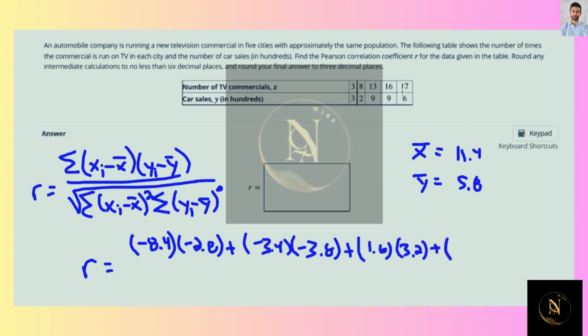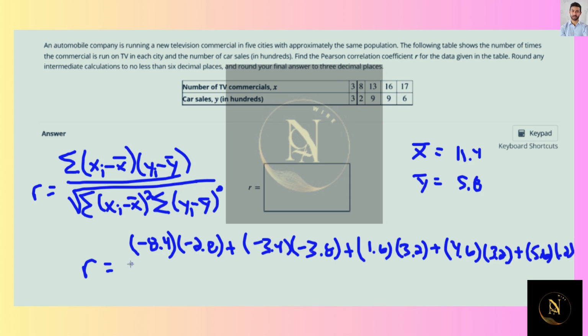And then the fourth pair, 16 minus 11.4, is 4.6. And 9 minus 5.8 is again 3.2. And then we have one more pair, 17 minus 11.4 is 5.6. And the difference of 6 and 5.8 is 0.2.